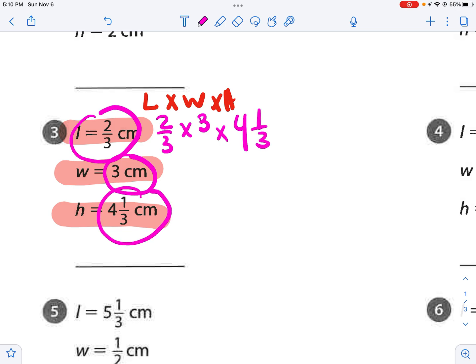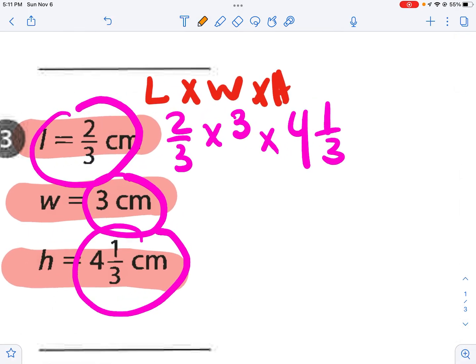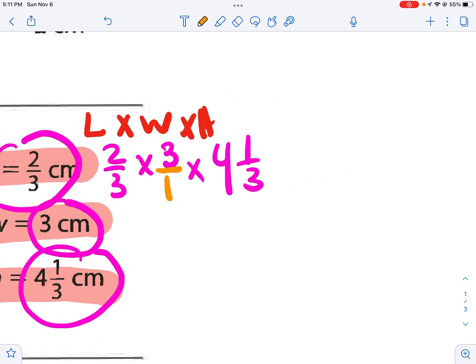Okay, and there are some things that I have to do before I can start just multiplying across. First of all, for this 3 that I have right here, I need to put a 1 underneath it so that I can multiply across. And the other thing I need to do before I can start multiplying is turn 4 1/3 into an improper fraction. I can't multiply right now with the way it is. So I'm going to turn 4 1/3 into an improper fraction.